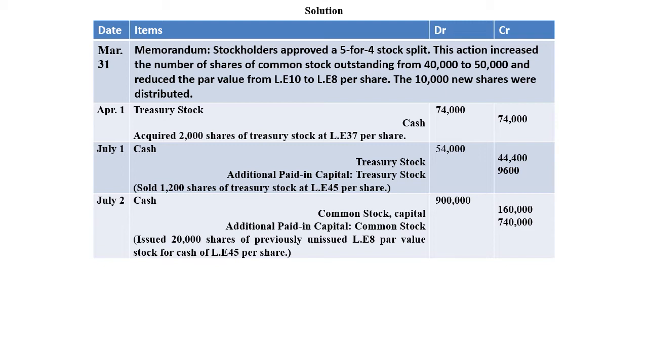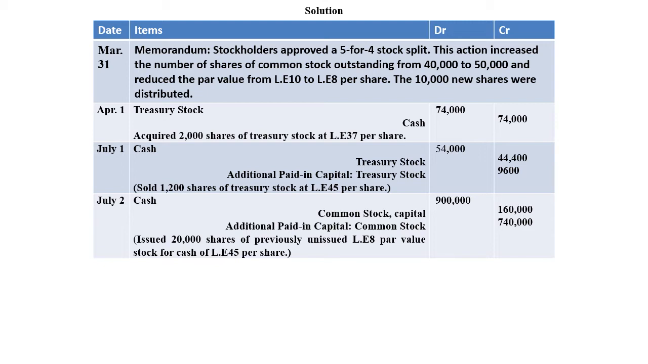And then on April 1, he says that the corporation purchased its own stock at a price of 37 LE per share, purchasing 2,000 shares of treasury stock. And the journal entry for the purchase of treasury stock, you already know: debit treasury stock, credit cash. We multiply the number of shares by the price of purchasing the shares, and it's not related to the par value.